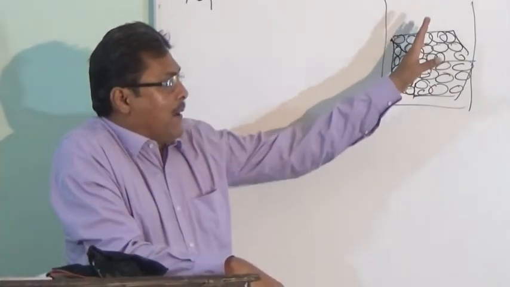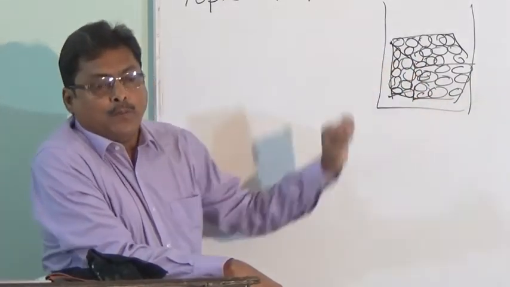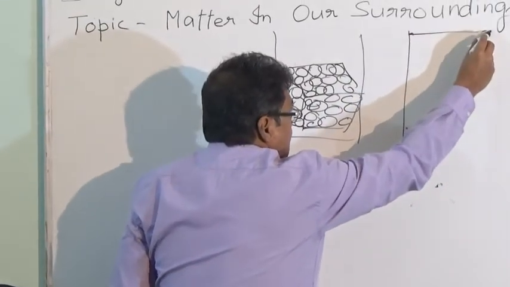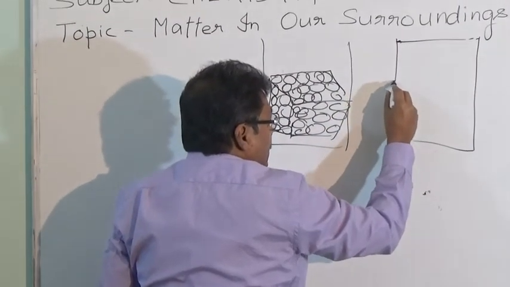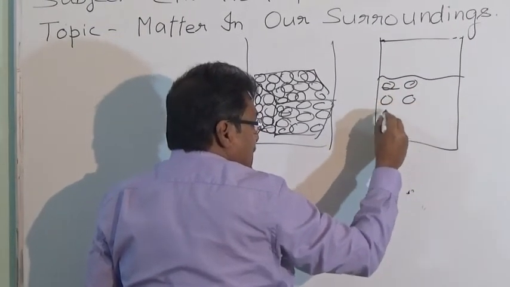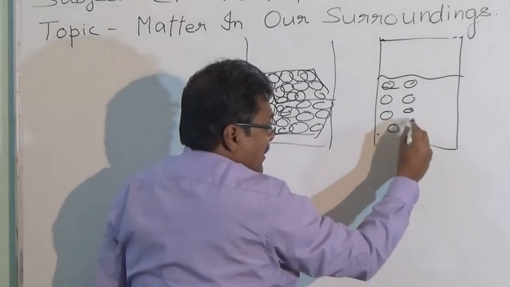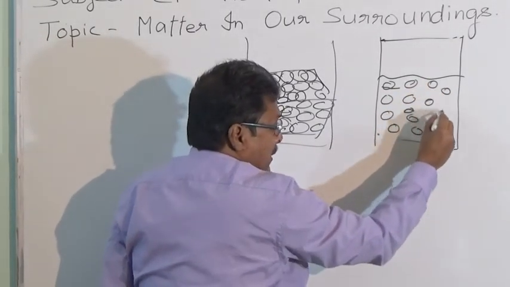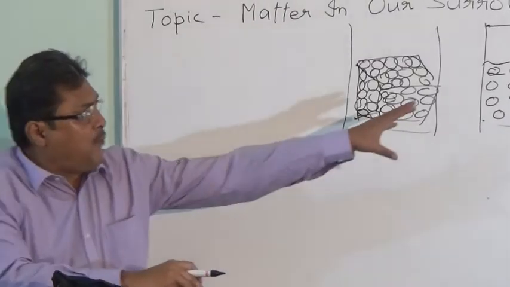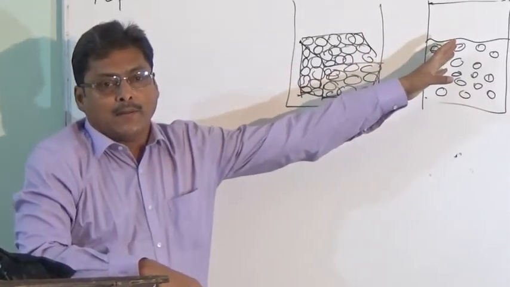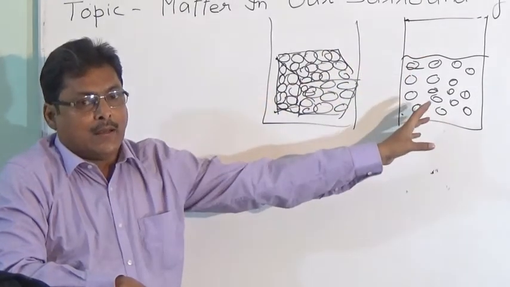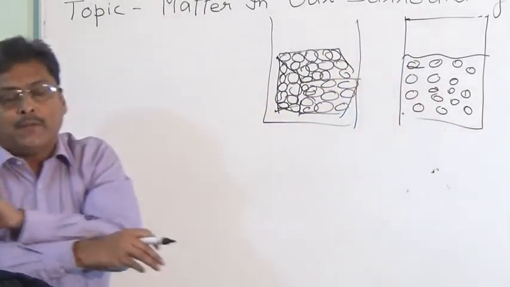And that's why they have a fixed shape and fixed volume. Now if we make this ice cube into water, what will you see? That they must have the same number of particles. But now the distance between the particles has increased a little, because the force of attraction between the particles has become less. They are less attracted to each other. Naturally, they have become fluid.